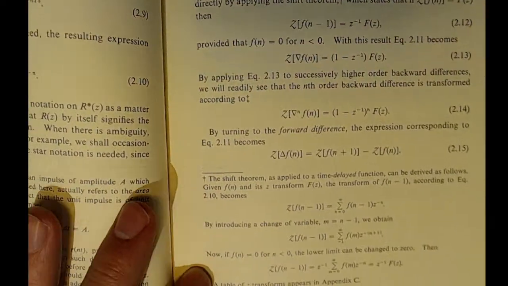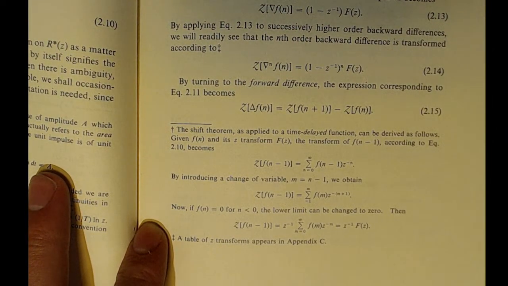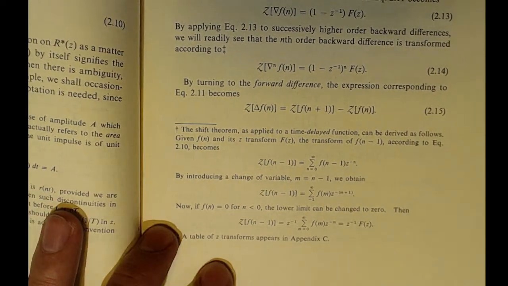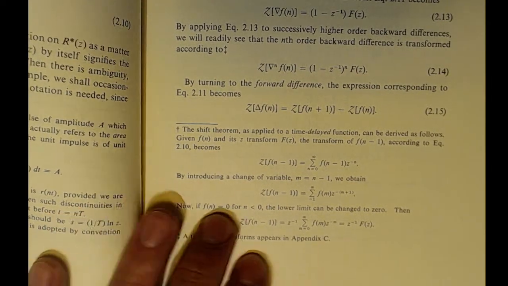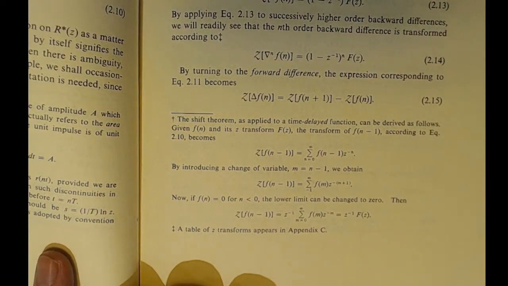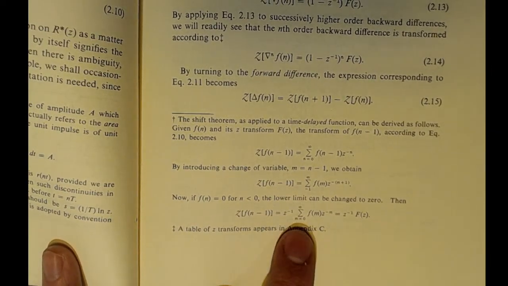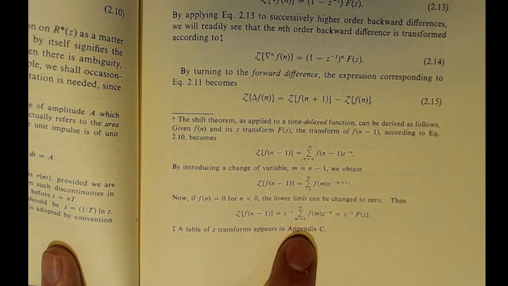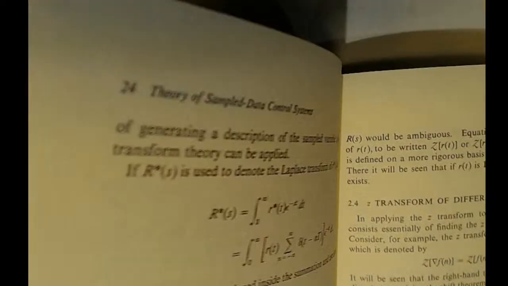Oh, now why did they make this a footnote? The shift theorem as applied to a time delayed function can be derived as follows. Given f of n and its z transform f of z, the transform of f of n minus 1 becomes blah equals blah, and then by choosing to change the variable to m, yeah, this is exactly what you would do. Now if f of n equals 0 for n less than 0, the lower limit can be changed to... yeah, so you have to change the limits on the summation. Yeah. Okay, now I get it. Okay, now we're good.